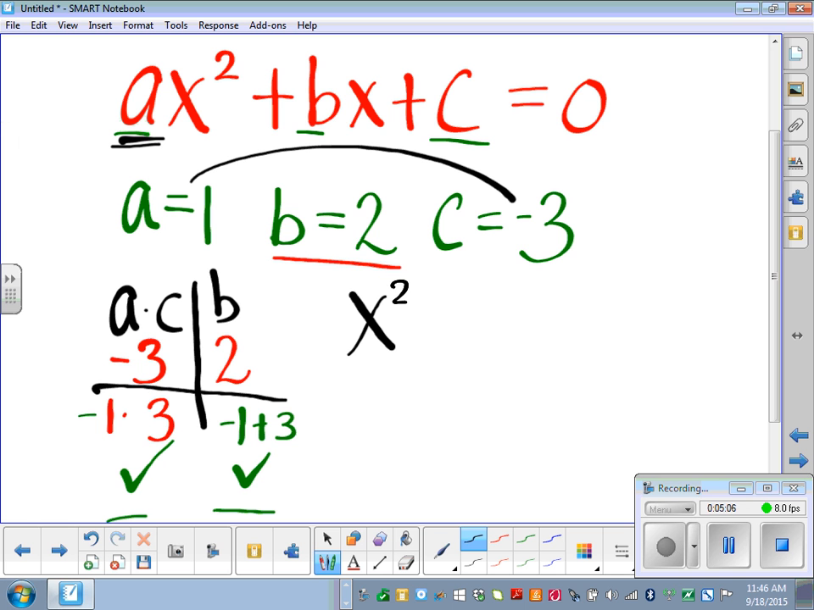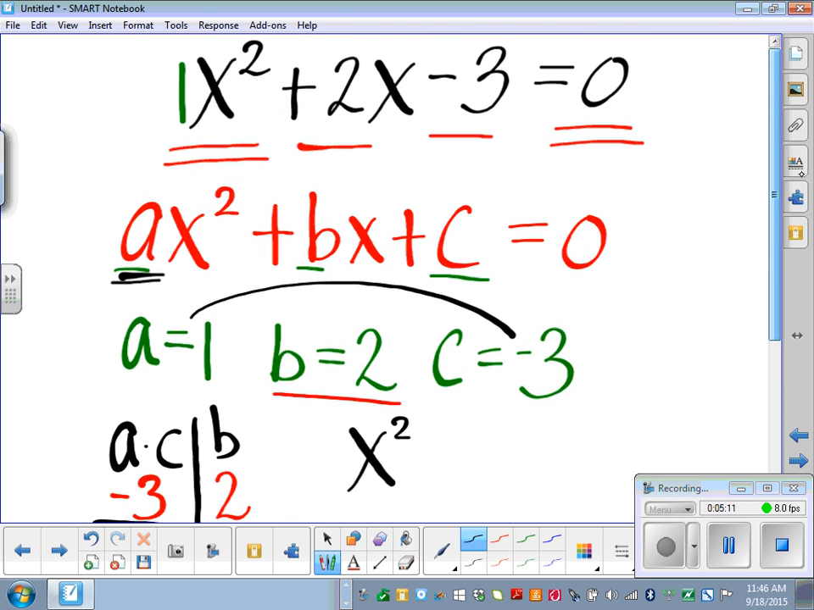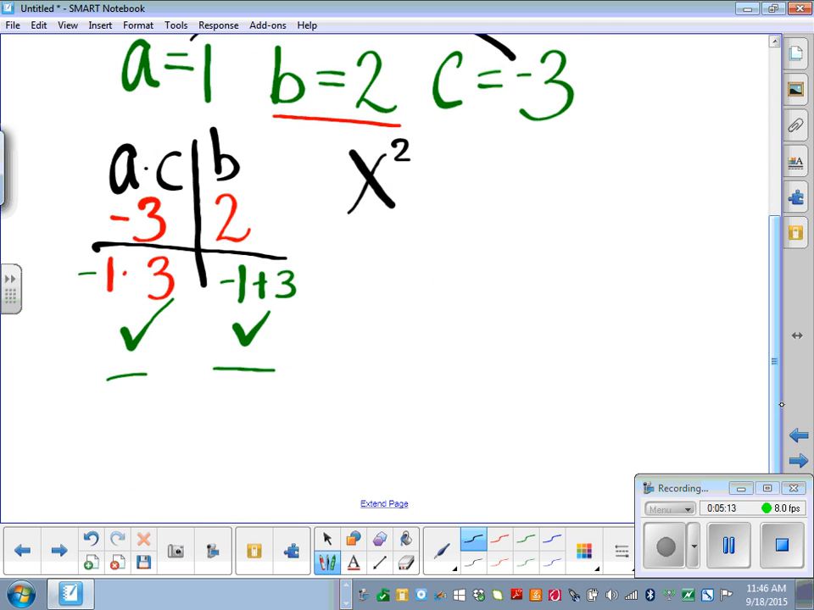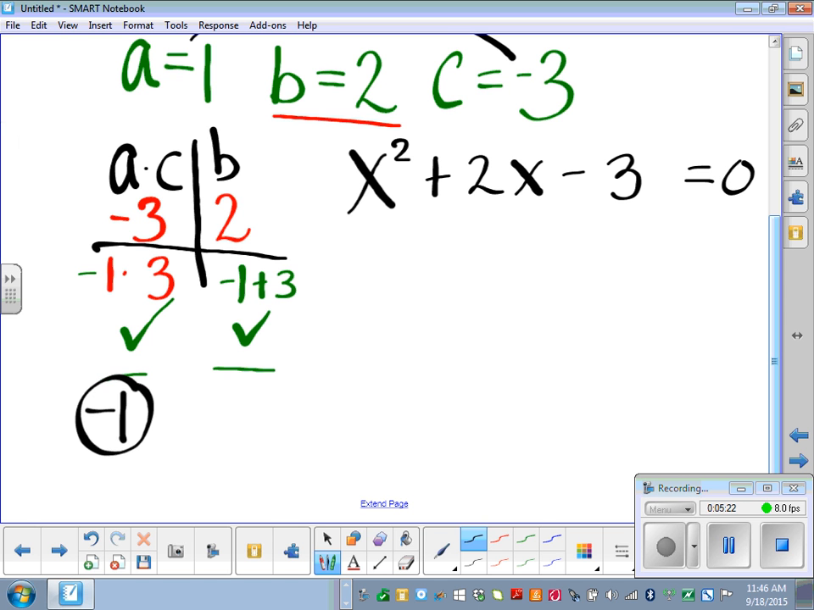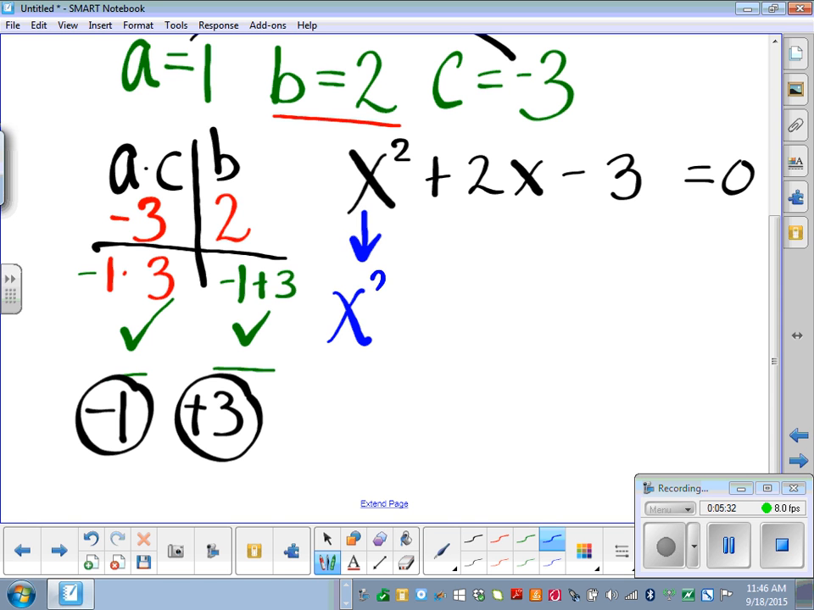So our original problem was x squared plus 2x minus 3. I'm going to write that down: x squared plus 2x minus 3 equals 0. After we found the factors, positive 1 and negative 3... our factors are negative 1 and positive 3, we do our drop and break. We drop down our end terms, so we drop down x squared, we drop down negative 3, and then we're breaking down the middle term.